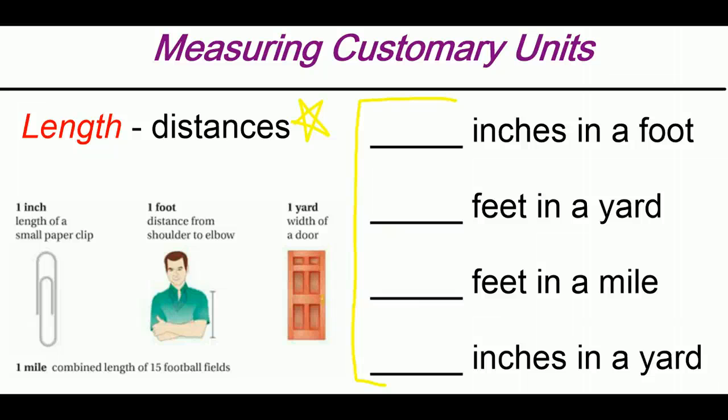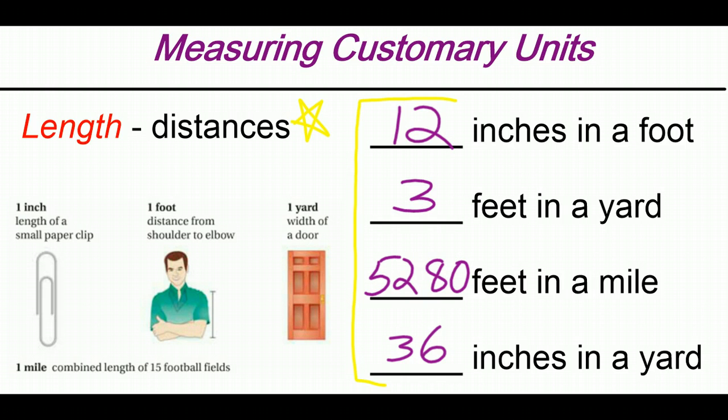So, in the customary system, we have 12 inches in a foot, an inch being about the length of a small paperclip. We said a centimeter was about the width of a large paperclip, but an inch is the length of a small paperclip. There are 3 feet in a yard. There are 5,280 feet in a mile, and there are 36 inches in a yard. So if you incorrectly filled in any of these blanks, please correct them now before moving on to the next section, which is on capacity.